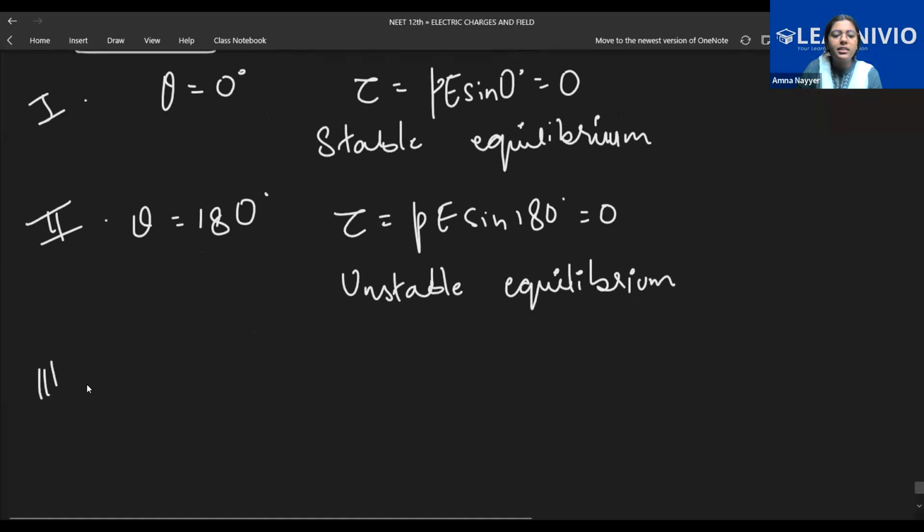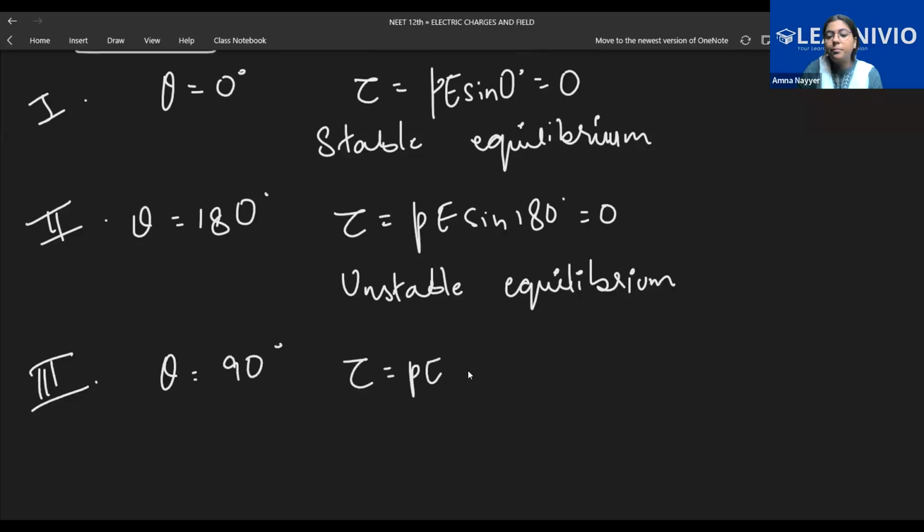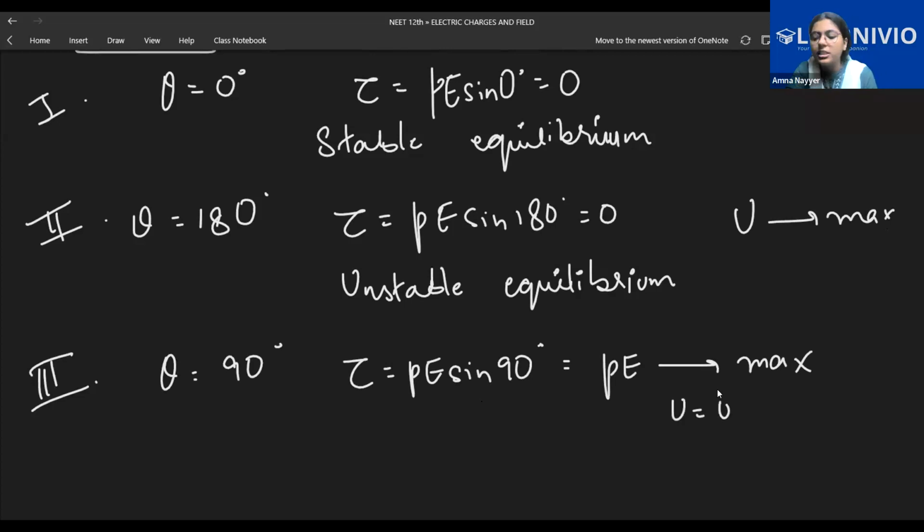Then you have the third, that is theta is 90 degree. So torque will be PE sine 90 degree. Now you know sine 90 degree is 1, so this is equal to PE. Here we get the maximum value of the torque. In these cases, we get the maximum value of energy. In this case, your potential energy becomes 0. I'm not emphasizing so much on potential energy because you need to study it separately.